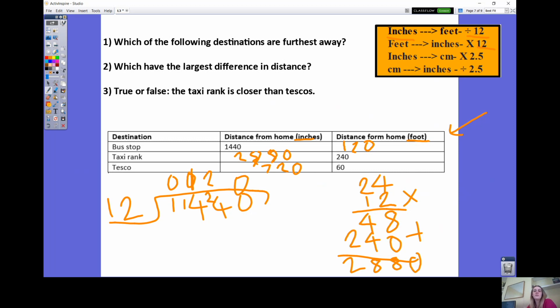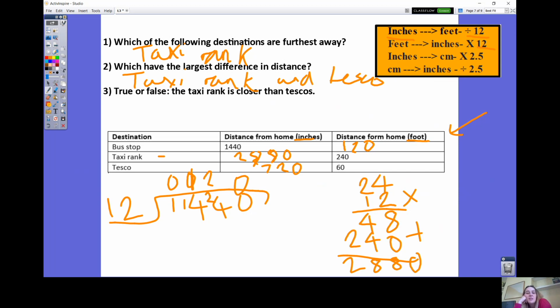So which of the following destinations are further away? The one which is furthest away is the one with the greatest number of inches or feet. So you can see it's clearly the taxi rank because it's 2,880 inches and 240 feet away. So the furthest away is the taxi rank, and hopefully you're able to work that out at home too. Which is the largest difference in distance? I can see quite clearly here the taxi rank is the highest and Tesco is the lowest. So the largest difference in distance is between the taxi rank and Tesco.